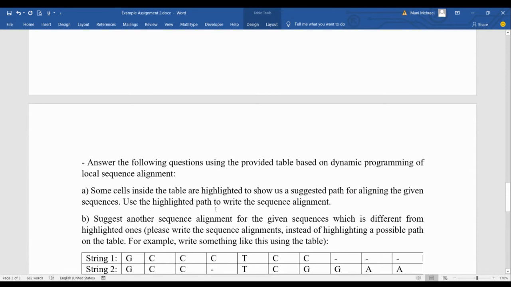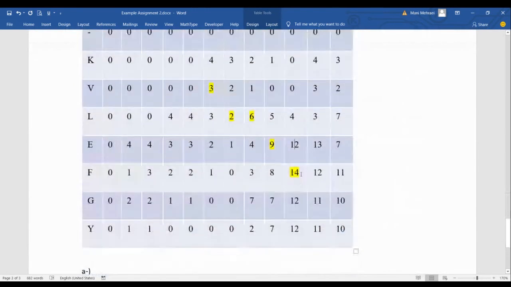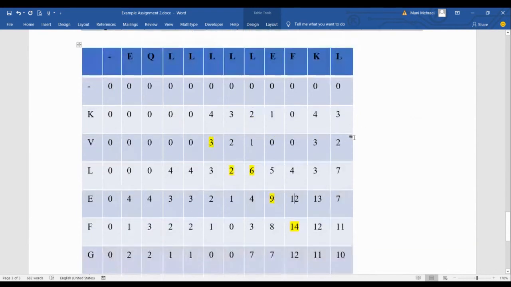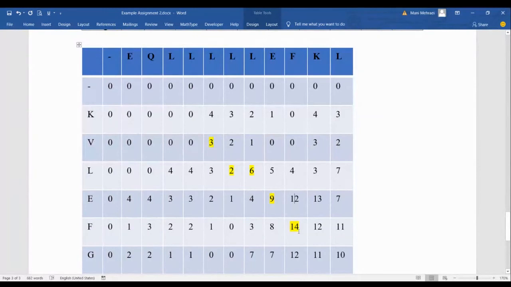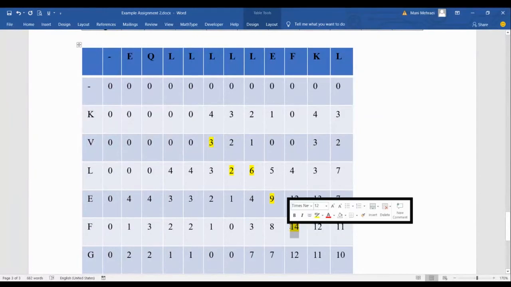Use the highlighted path to write the sequence alignment. Okay, it's pretty easy. It means that by just looking at the table, I want you to provide me the suggested alignment. In order to do that, start from the optimum point, as they call it.